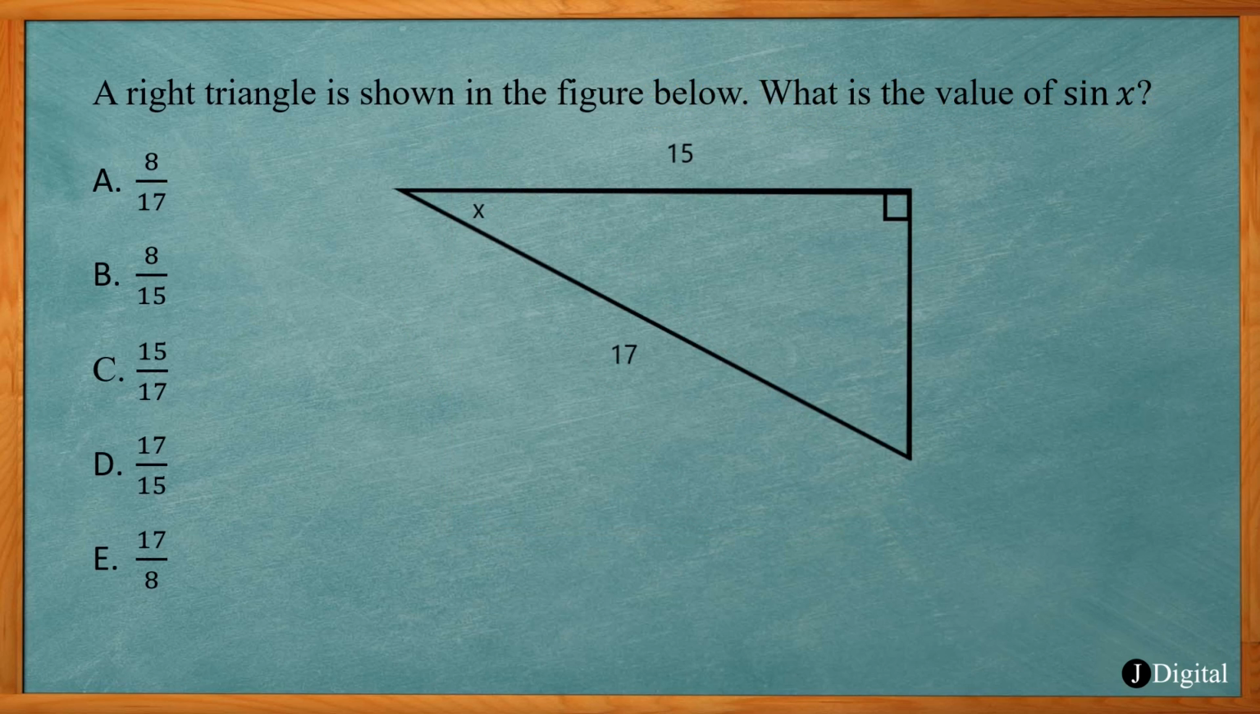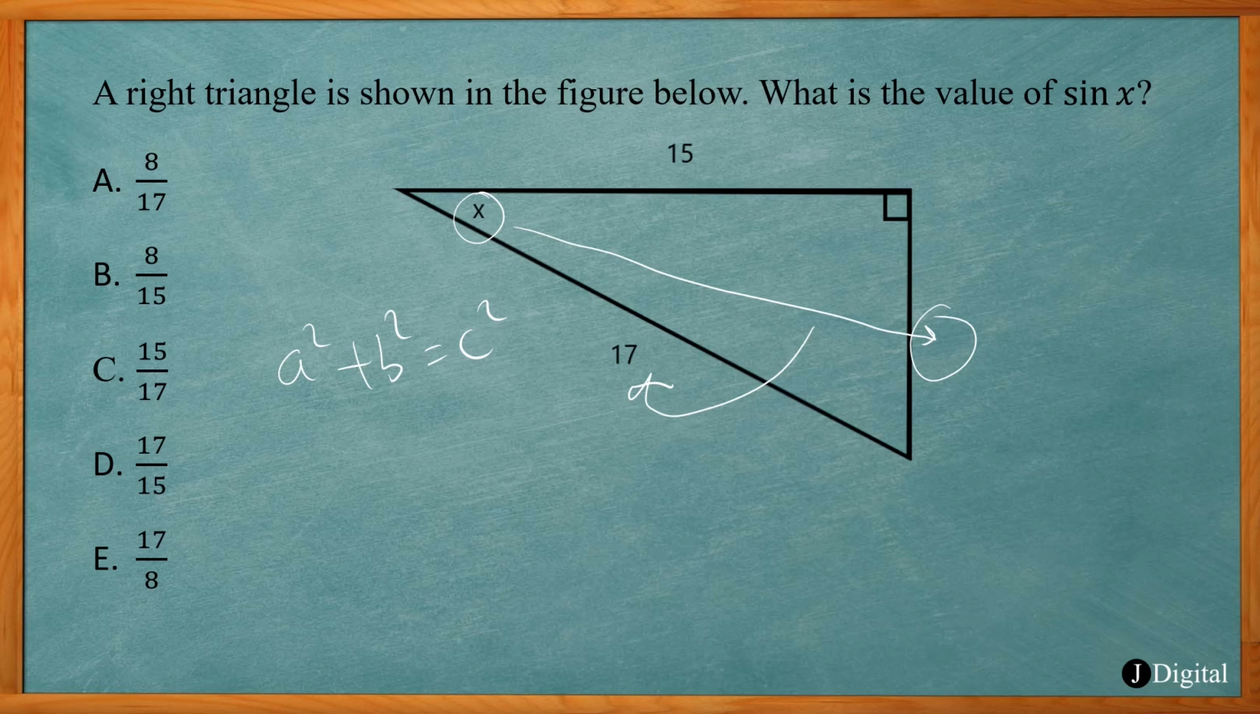So in this problem it says the right triangle is shown in the figure below. What is the value of sine of x? So we got x here. Remember, sine is opposite over hypotenuse. So we need to know this opposite side here. This is a right triangle, so we use the Pythagorean theorem. Remember, that's a squared plus b squared equals c squared, where c is the hypotenuse.